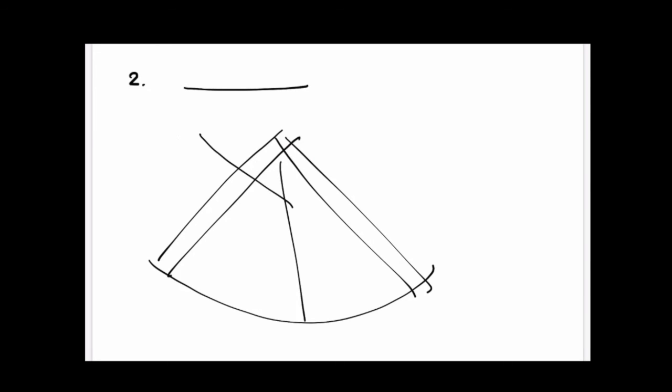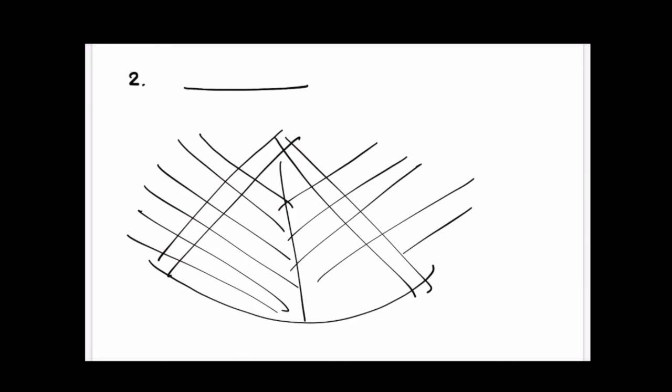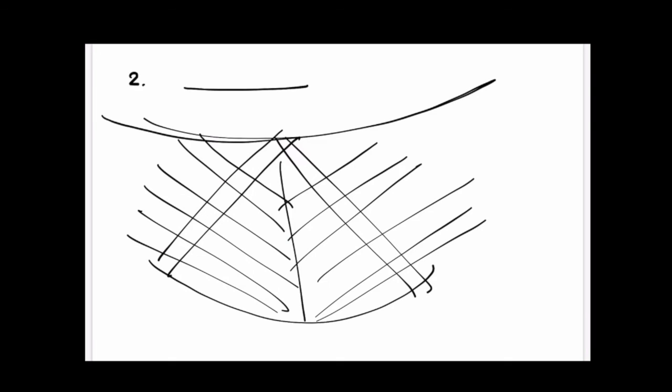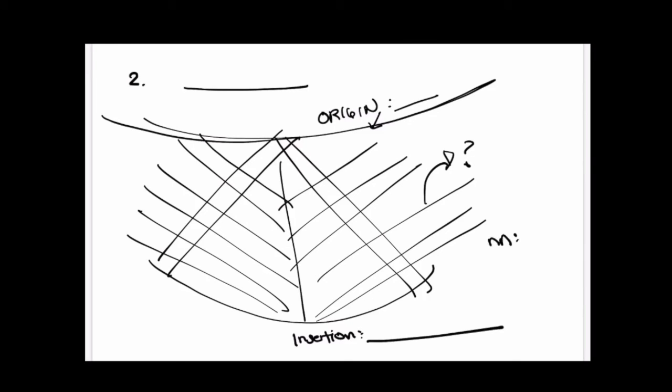This muscle, what is this one? What is this muscle? Now, what is its origin? And what is its insertion? And it is innervated by what? And it is supplied by what arteries? And what is the action?